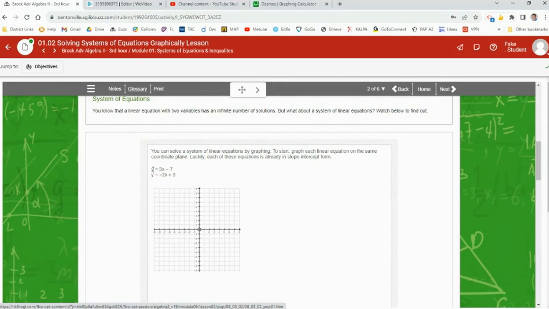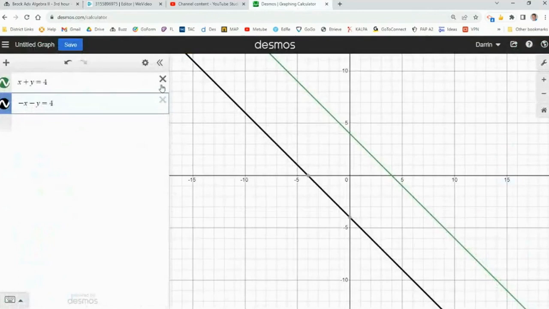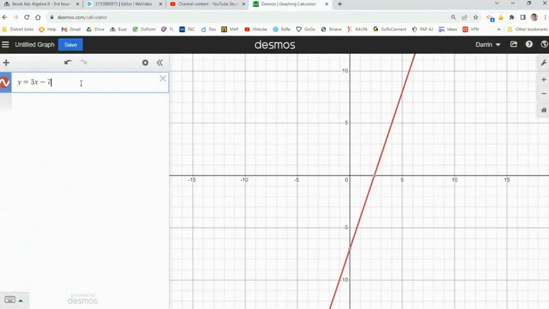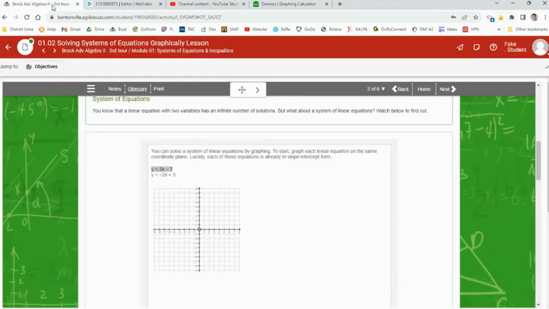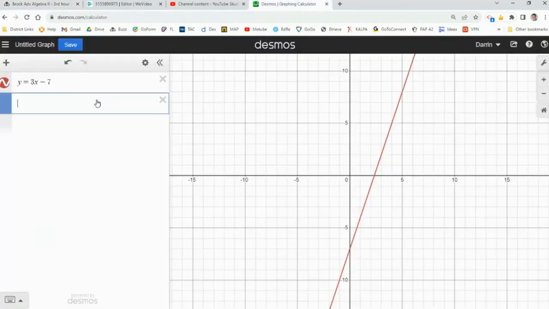So let's graph y equals 3x minus 7. Let's see if I can copy and paste that into Desmos. Yep. y equals 3x minus 7. There's the graph of that one. And the other one says y equals -2x plus 3. What's the solution? The solution is (2, -1), because that's where they cross. That's where they're equal to each other.